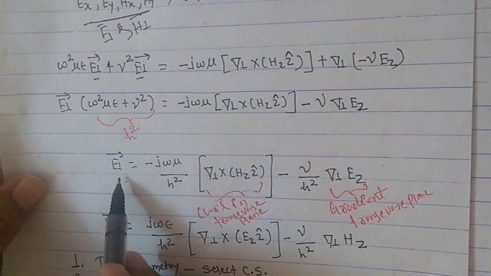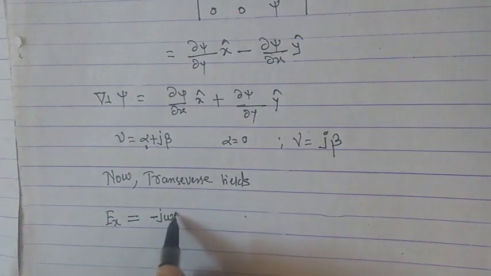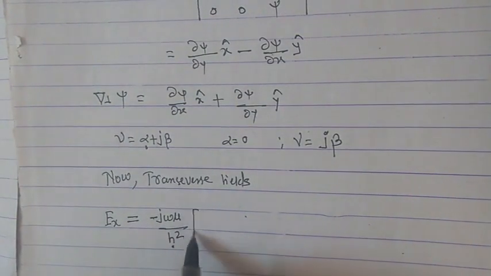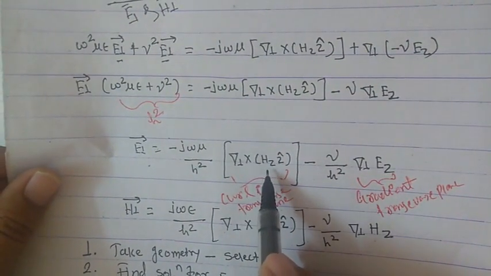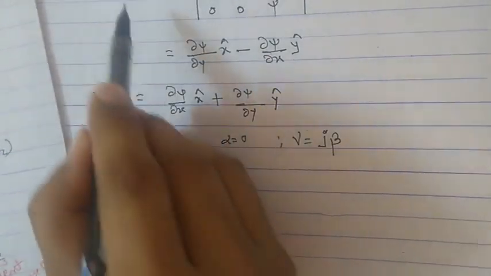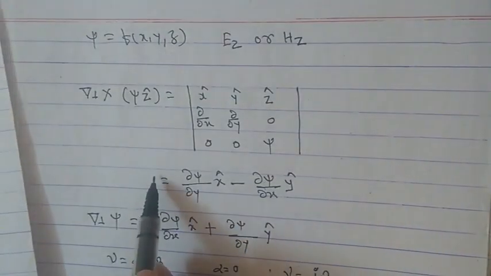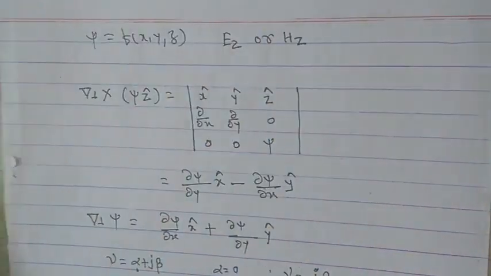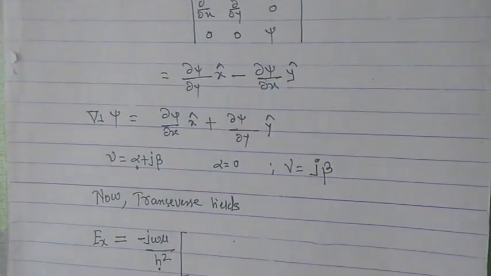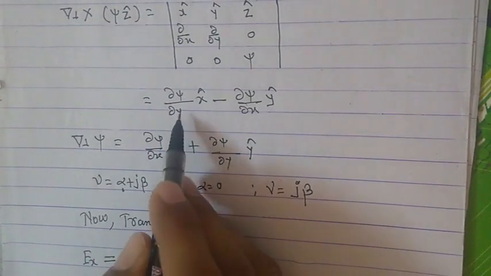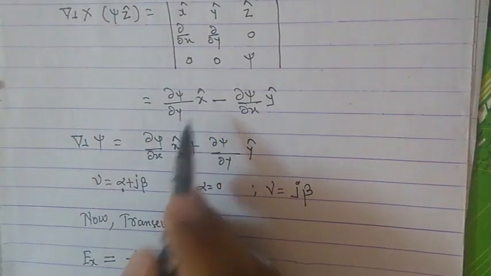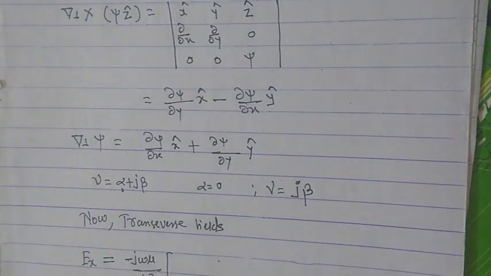Let us say Ex. It will be minus j omega mu upon h square. Now the next term, del transverse Hz. So this psi will be Hz. We are writing for the x component of the electric field, so we'll take the result for x only, that is del psi by del y of x. Okay, so psi is Hz.